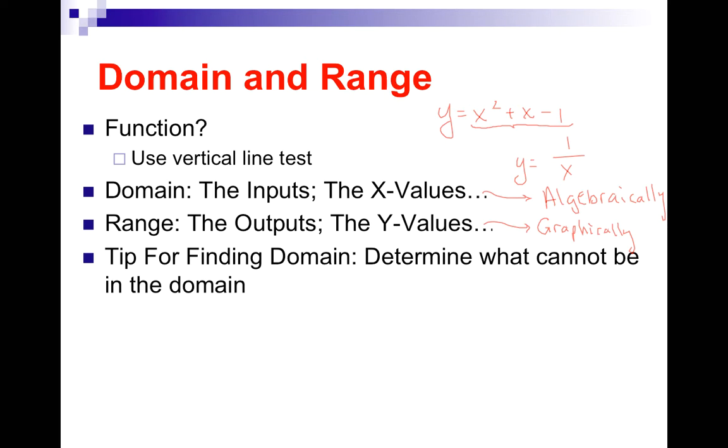My tip for finding domain is to basically figure out what x cannot be, because that's going to be a little bit easier. In the case of y equals 1 over x, x can be anything, but what we're going to say is x can be anything but 0. So we can write our domain based off of what x cannot be. And you'll get more the hang of this as we get through the examples.